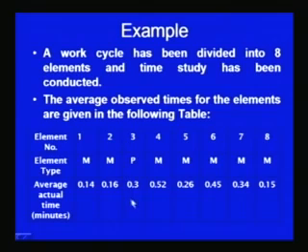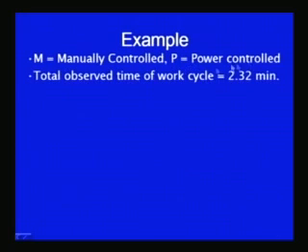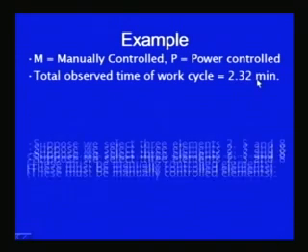The actual time for element 3 has also been given, but it is done with the help of a powered system. So, if we see further, M indicates the manually controlled elements, and P indicates elements carried out using power controlled systems. The total observed time of the work cycle, obtained from the sum of the time required for completing all the 8 elements, comes to 2.32 minutes.